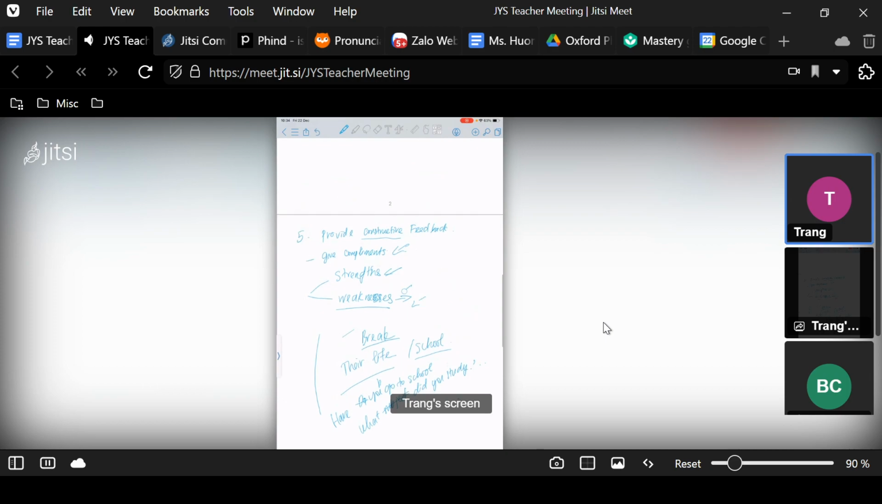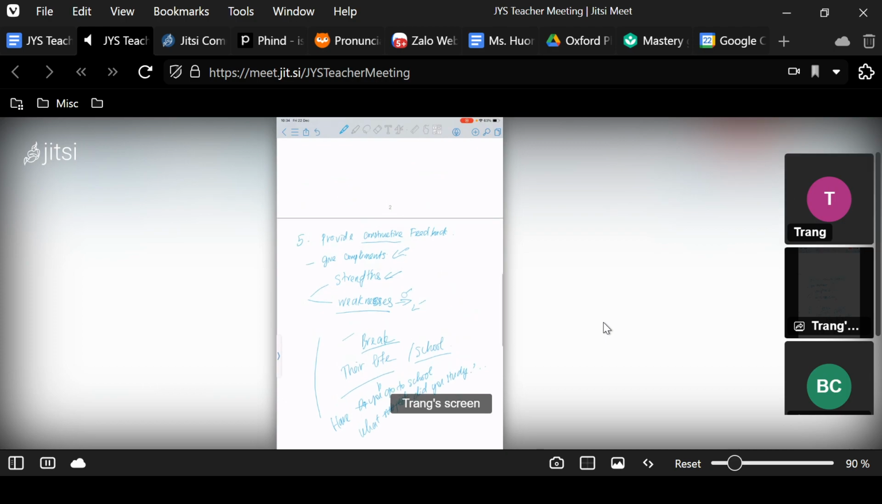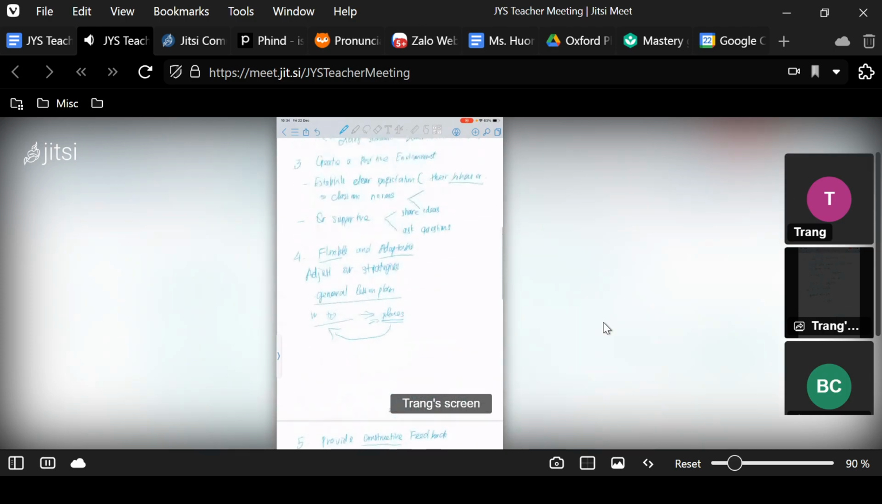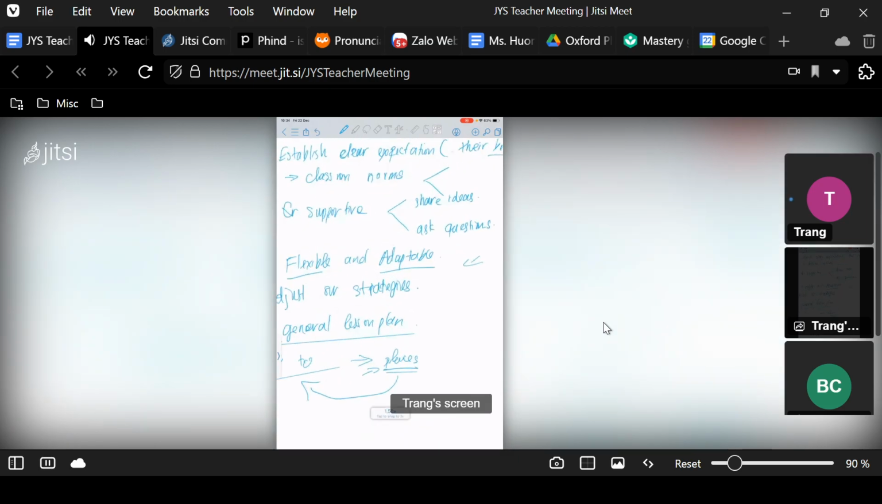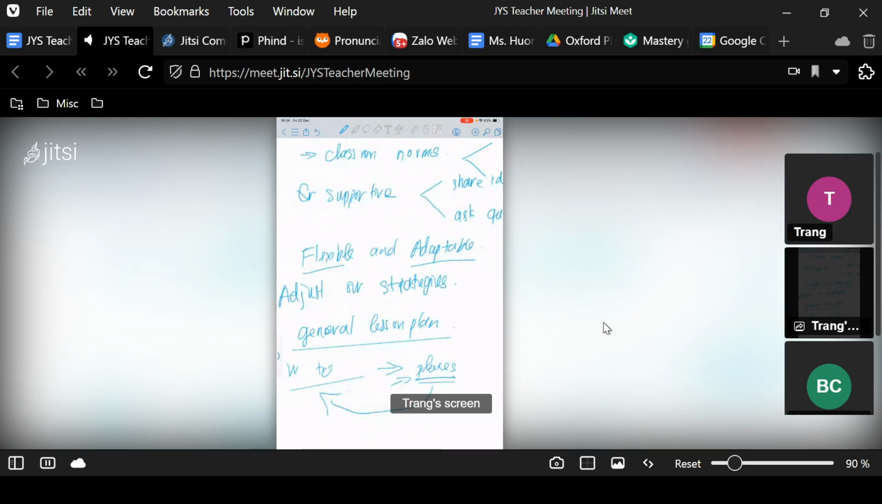Okay. All right. And my question then, what else do we have there? Number 4, flexible and adaptive. Could you zoom in, please? Number 4. This one. Can you zoom in on number 4? Yeah. So flexible and adaptable. Adjust our strategies. General lesson plan. What is that?